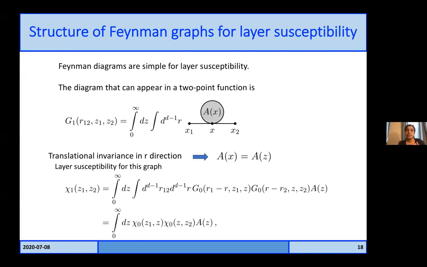Before I proceed, let me tell you why the layer susceptibility is simpler to compute than the two-point function itself. For a two-point function, we can have different diagrams. Let's first consider this diagram. This is the two-point function at x1 and x2, and this is a diagram in which both the external propagators are connected to a single vertex, x. And this A of x is the rest of the Feynman diagram. So here in the two-point function, we have one parallel integral over r and one integral over z. Now, the translational invariance along the parallel direction implies that this A of x has to be a function of z only.